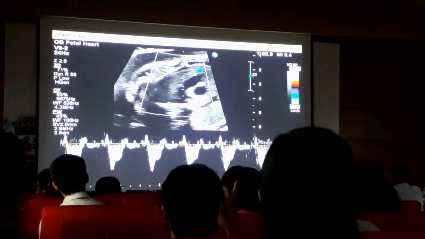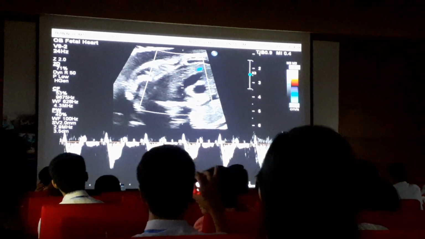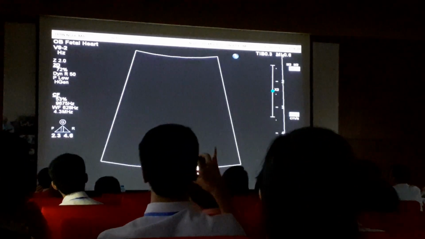And the aortic arch, we can also Doppler from the same plane.